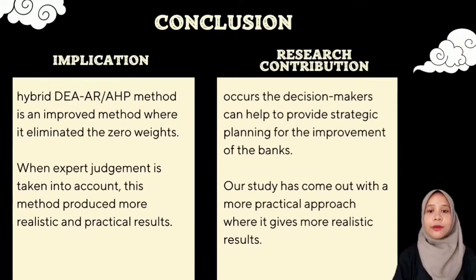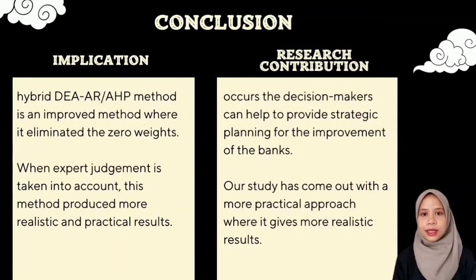This study shows that the hybrid DEA-AR AHP method is an improved method where it eliminated the zero weights. It shows that all inputs and outputs are considered in evaluating efficiency since there are no zero weights. When expectation is taken into account, this method produces more realistic and practical results.